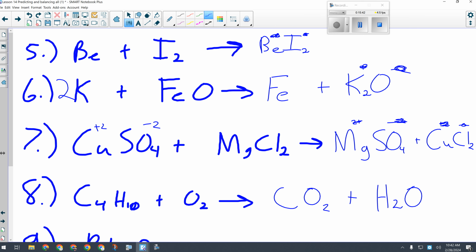All right, no special elements, no swapping and dropping, but two balancing rules. Do I need them both? On this one I do. 4 is an even number. So I'm going to start with a 2 here, and then I'll balance alphabetically.